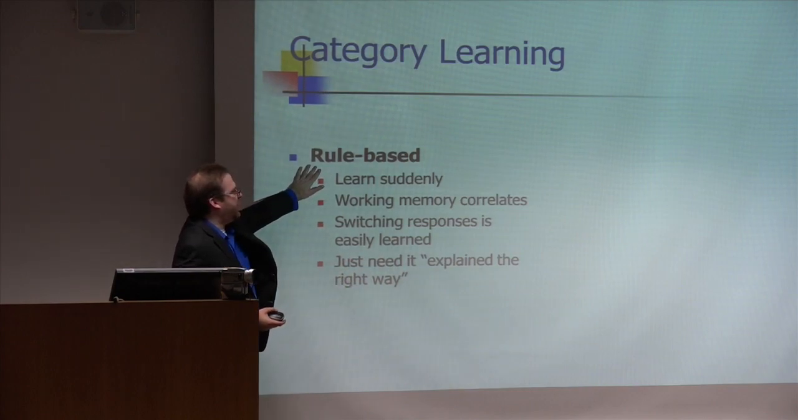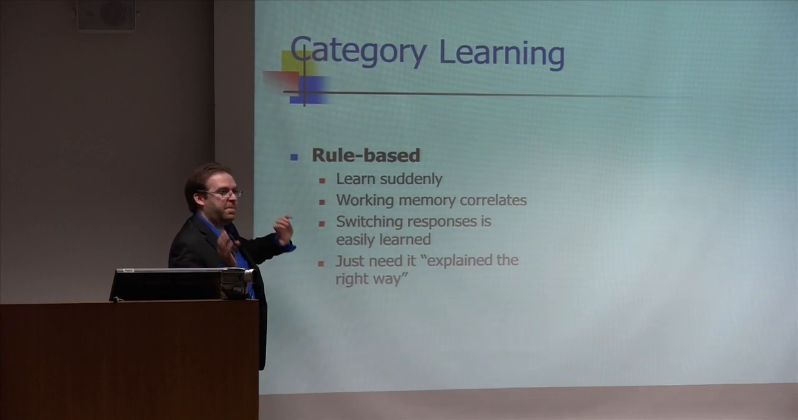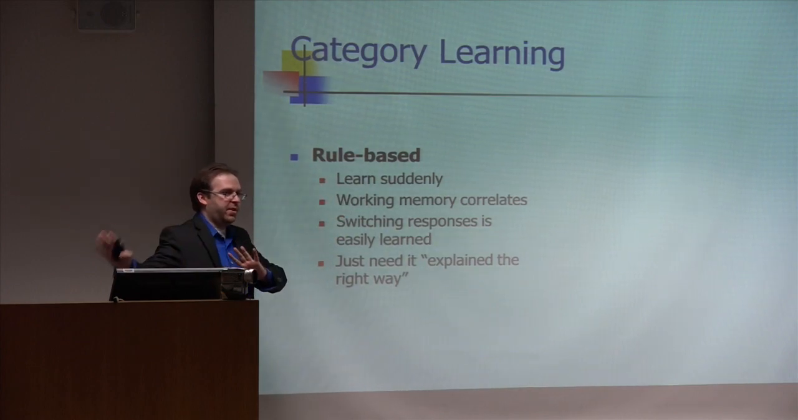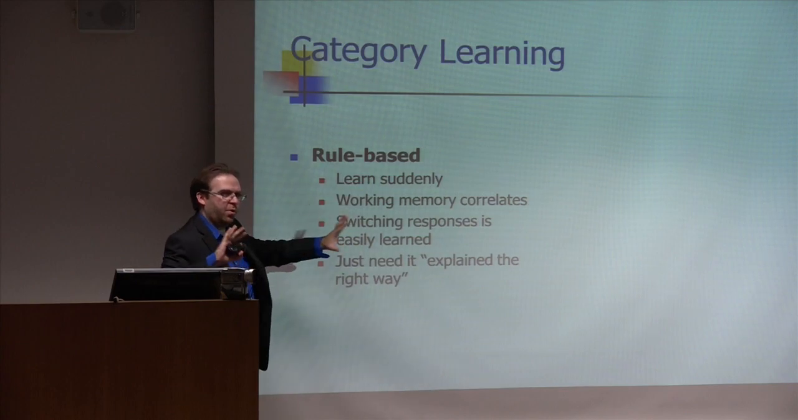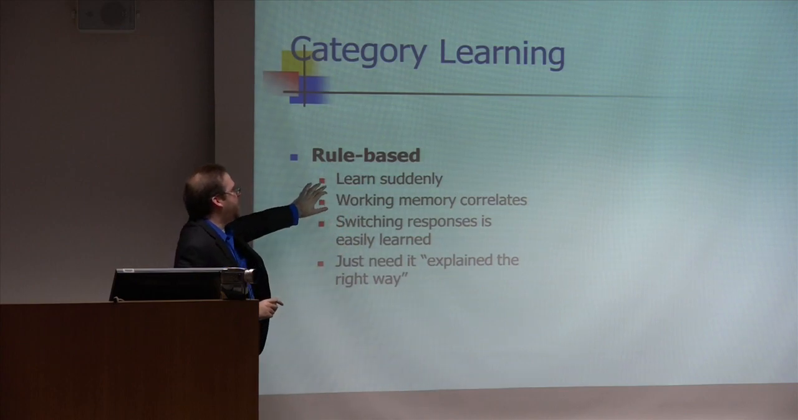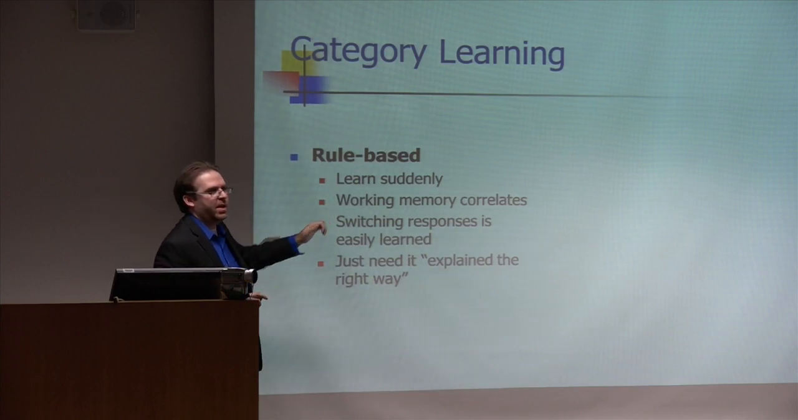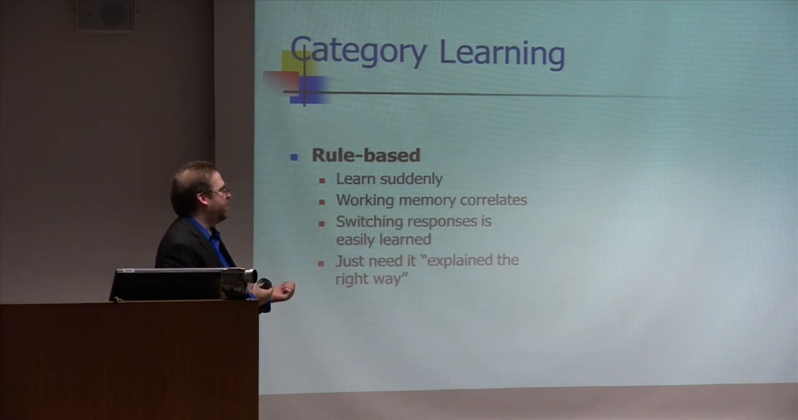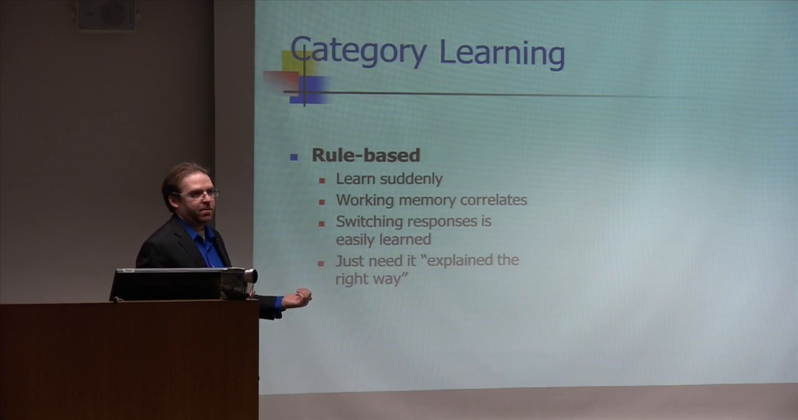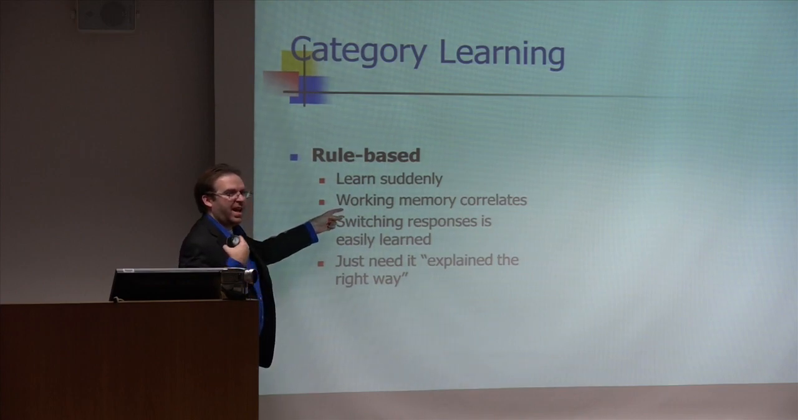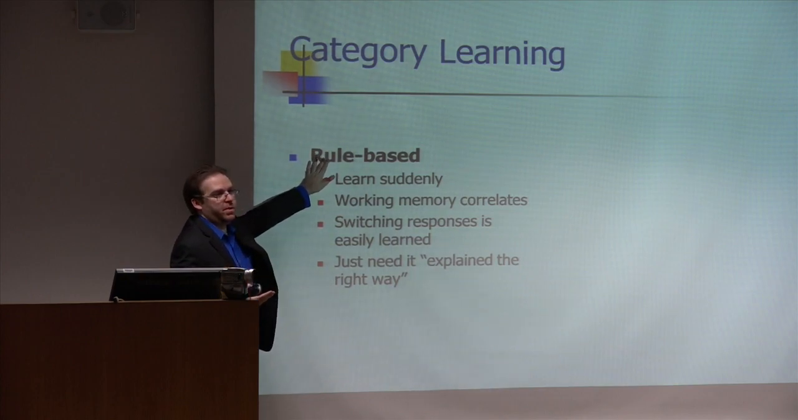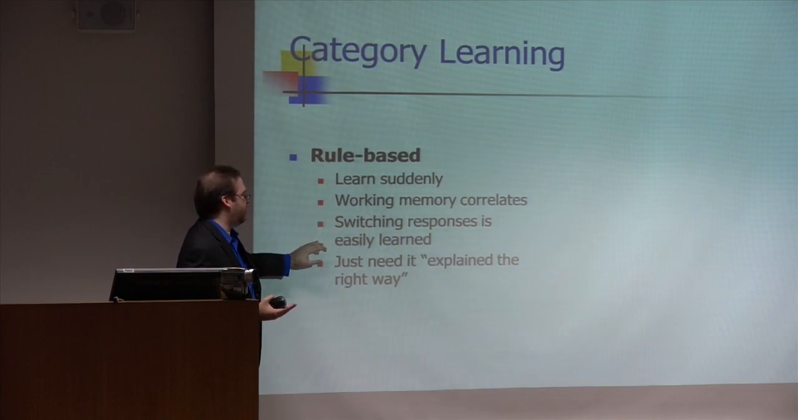If that category can be described with a rule, right? So all of the big things are in category A, all of the small things are in category B. Or all of the dark things are in category A, all the light things are in category B. If we can come up with a rule like that that describes all of them, then you can learn it suddenly, which isn't surprising, right? As soon as you figure out what the rule is, you can achieve perfect performance. So there's sudden learning. Working memory correlates, so again, that's that capacity that we have. We need that capacity available to us in order to learn rules.